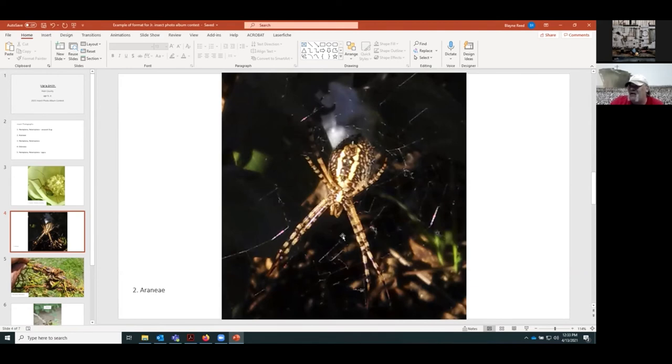And yeah, the lighting is terrible. The insect's not perfect on here. But again, it was a fun photograph for me to take. And we've got it identified to the order that spiders belong in.